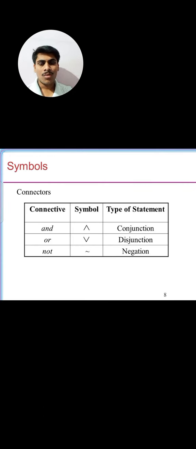Next we look at symbols, connective symbols, and types of statements. We can represent them in symbolic format: conjunction is 'and', disjunction is 'or', and conjunction as well as 'and' are the same. Next, 'or' is disjunction, and 'not' is negation.